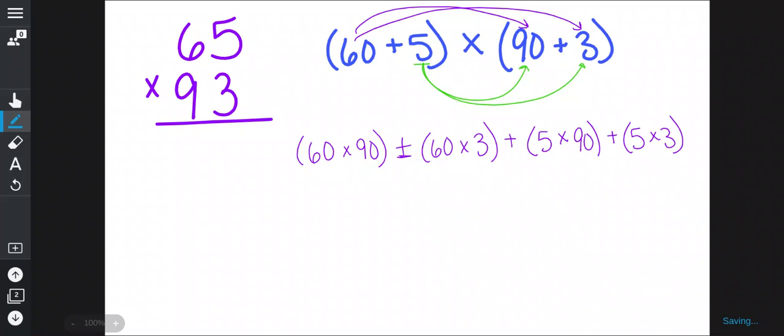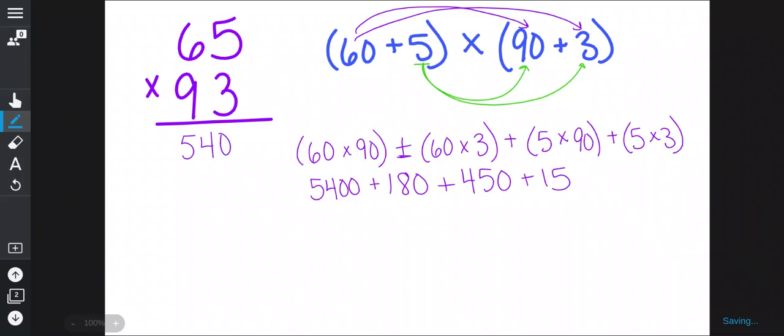And now I'm going to multiply it out. So I know that 6 times 9 is 54. I have 2 zeros. And then I have another 180 like last time. This one is 450 and a 15. And again, I'm going to write it out neatly, vertically, so I don't make any mistakes.